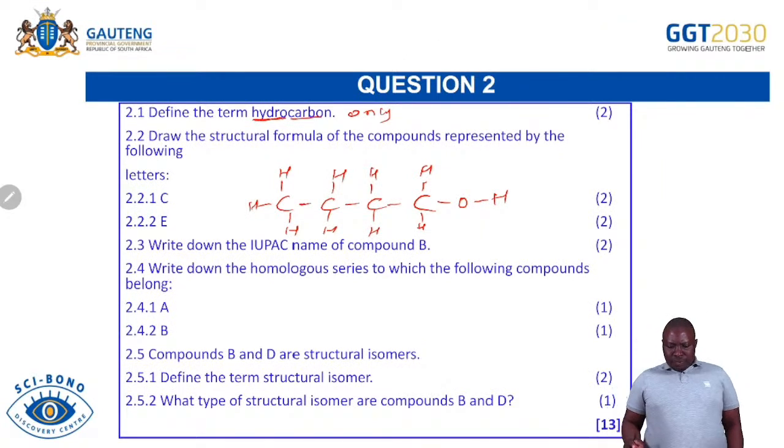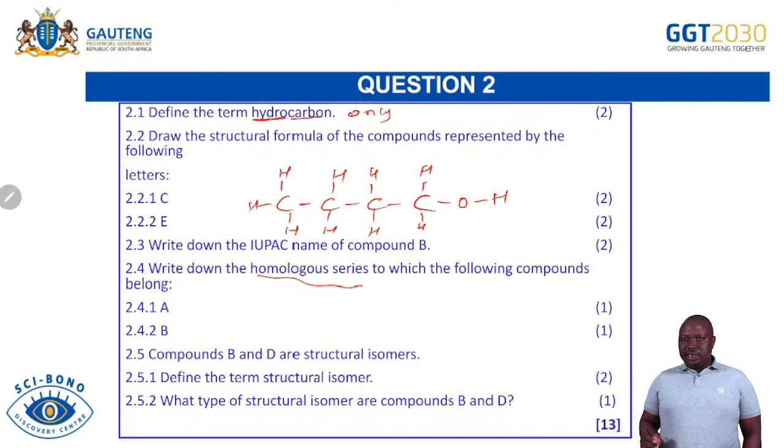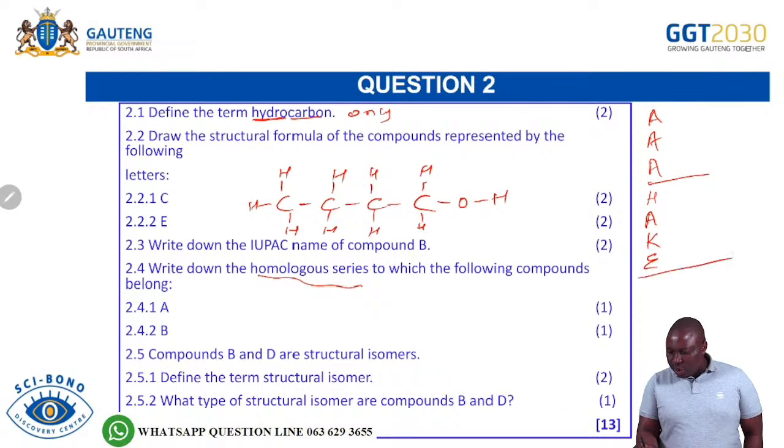Now, write down the homologous series. Remember, if I'm to remind you what are the homologous series that we are doing in grade 12, it's only 9. It's alkanes, alkenes, and alkynes. So that is the AAA. And then I'm saying haloalkanes, aldehydes, ketones, and esters.